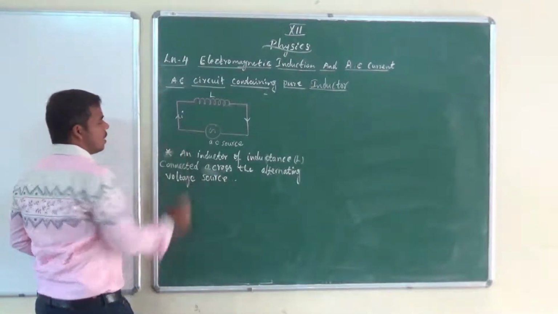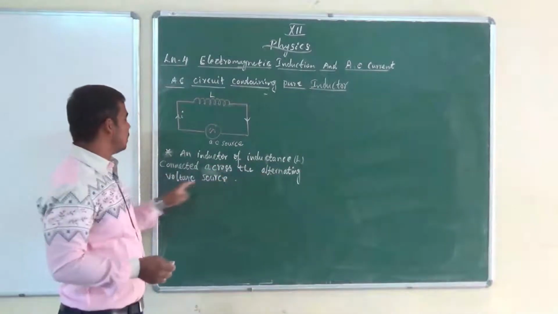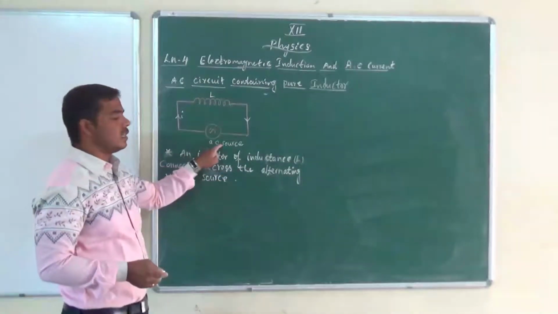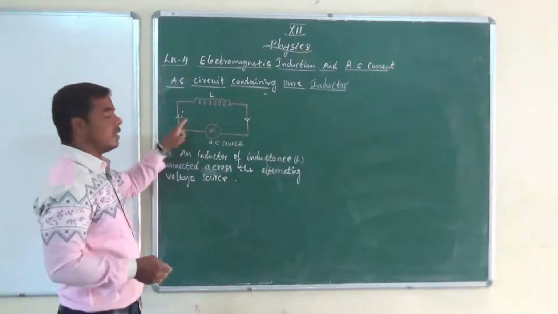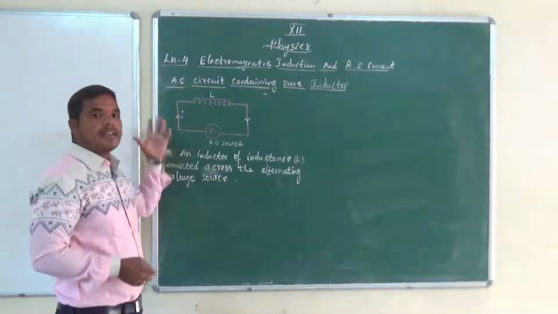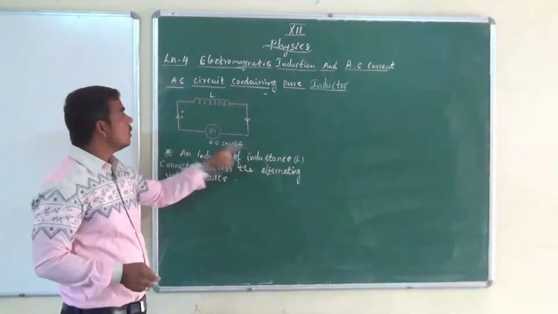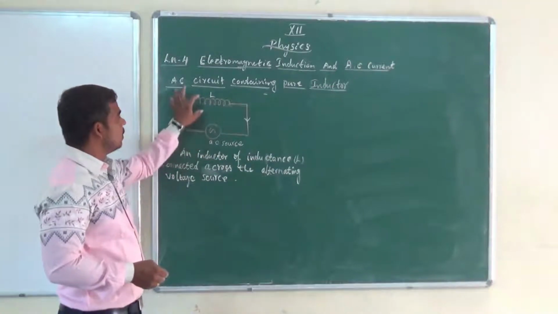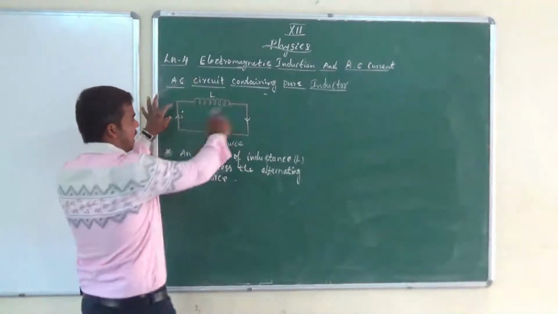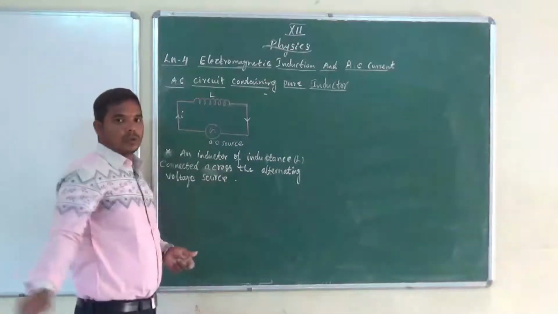First point, an inductor of inductance L connected across the alternating voltage source. See that? Alternating voltage source. See the inductor? See the diagram? Don't want to memorize and write it down. So this is the inductor of inductance connected across the alternating voltage source.